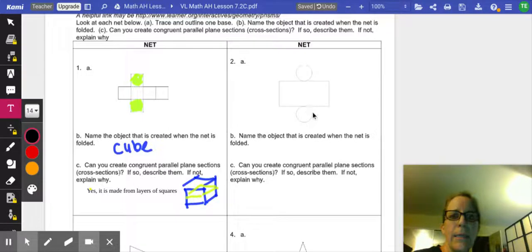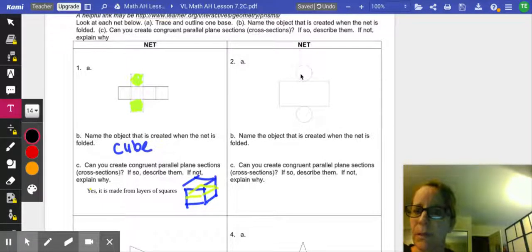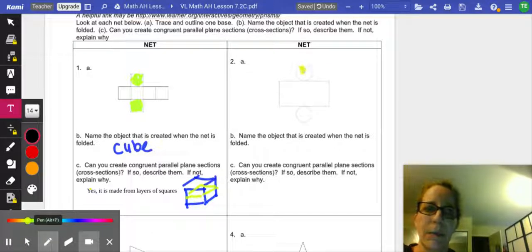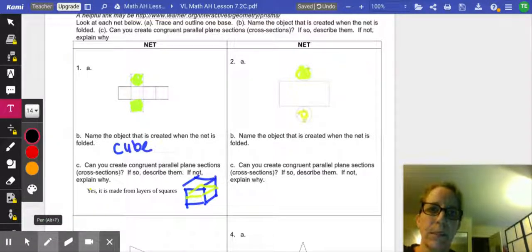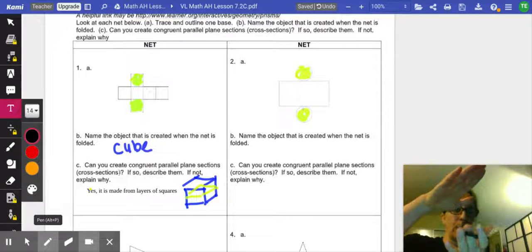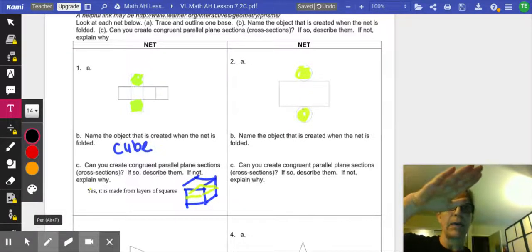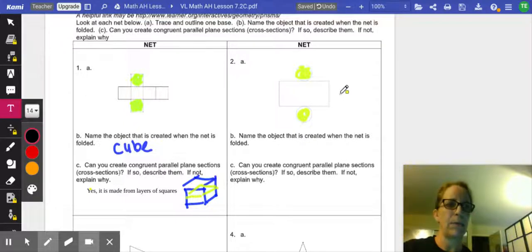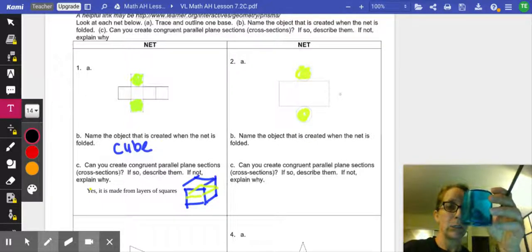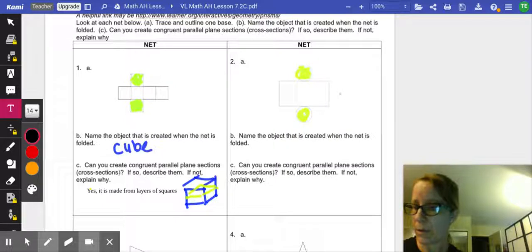I see a rectangle. I see two circles. So I know that my bases have to be the odd shape, which is the circle. That's my base, and that's my base. So they would be opposite each other. And then this is the lateral face. This part, the lateral face, is going to wrap around and I would get a cylinder. Okay, so the object here is the cylinder.